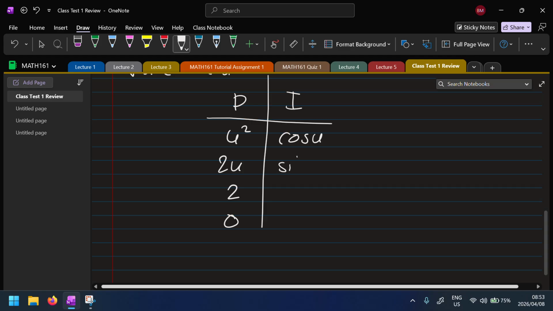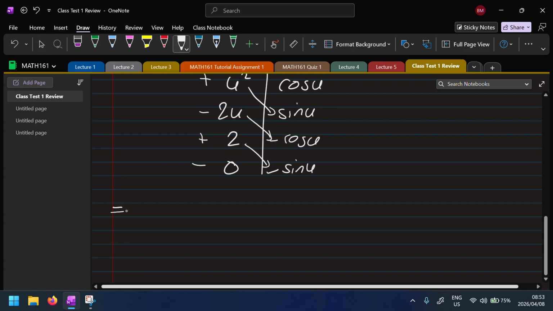Integral of cos, that will be sine. Integral of sine, that will be minus cos. Integral of cos goes back to sine, so we have minus sine. Then we do the diagonals, and then it's plus, minus, plus, minus. Remember, the signs alternate plus, minus, so you start with the plus on the first row. Okay, so this becomes u squared sine u.